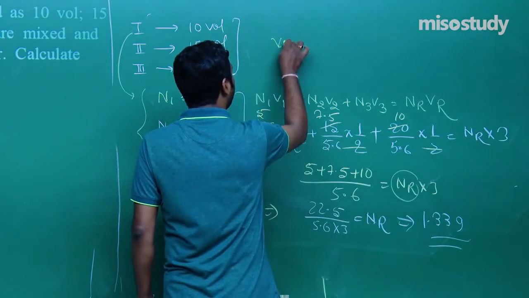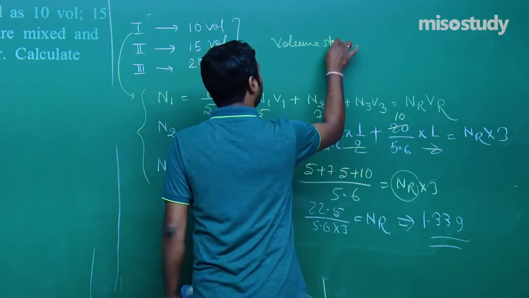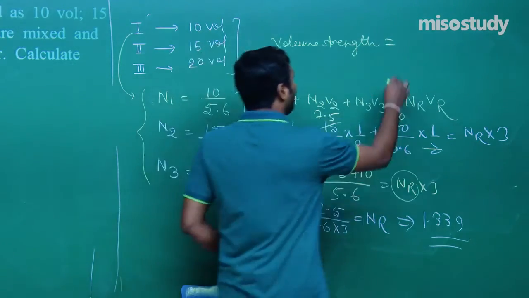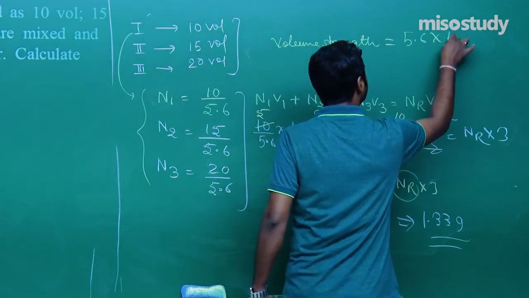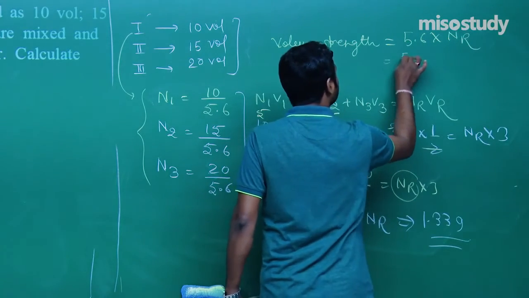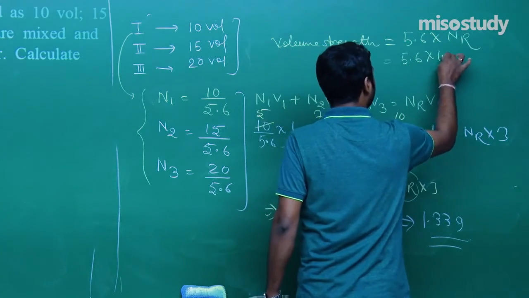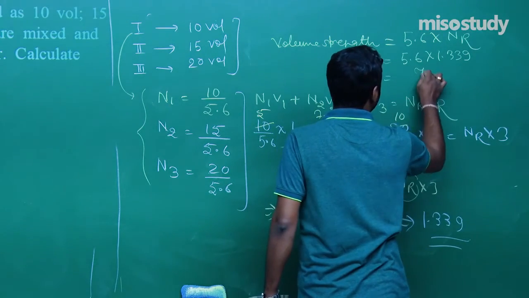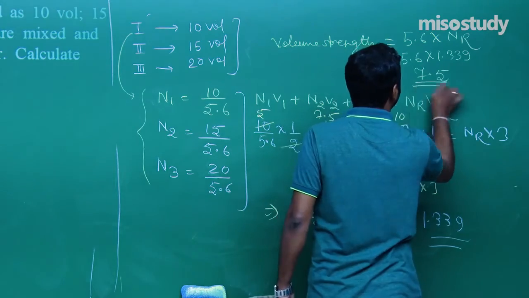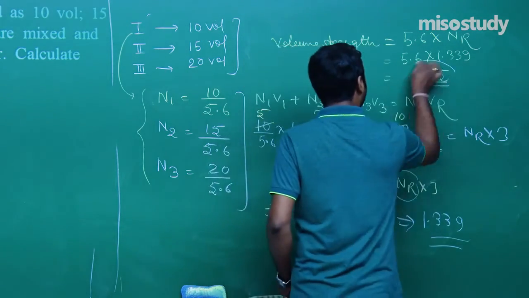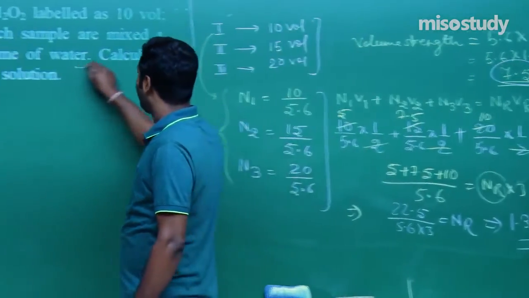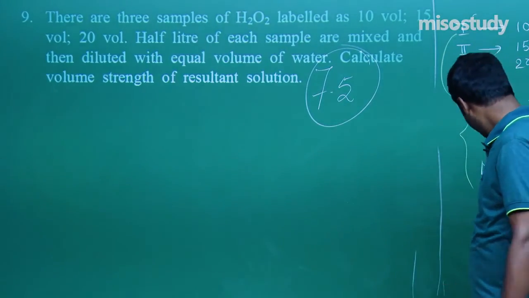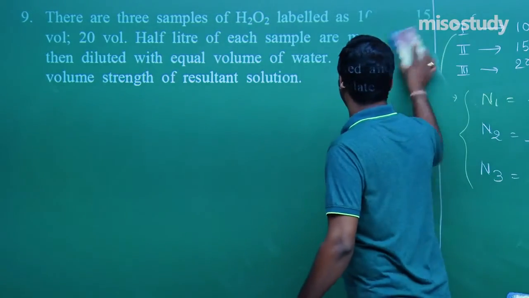Now we know the volume strength is equal to 5.6 into NR. That is 5.6 into 1.339, and after approximation it will give you around 7.5. So we say the volume strength in this case is 7.5. Clear, friends? Now I am going to rub this part.